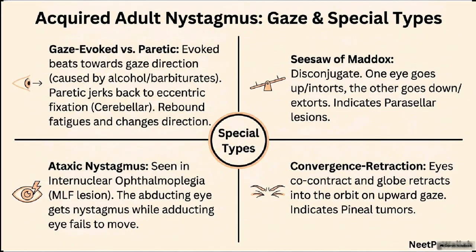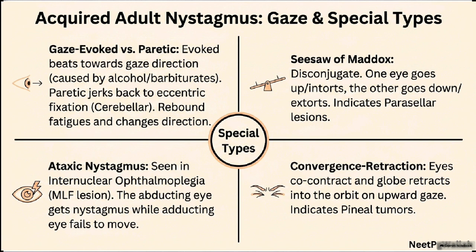Beyond vertical, we have some really wild special types. Gaze-evoked nystagmus beats toward the direction of gaze, and it's super commonly caused by alcohol. Seesaw nystagmus is wildly dysconjugate. One eye literally goes up and twists in, while the other goes down and twists out. This points straight to parasellar lesions near the pituitary gland.